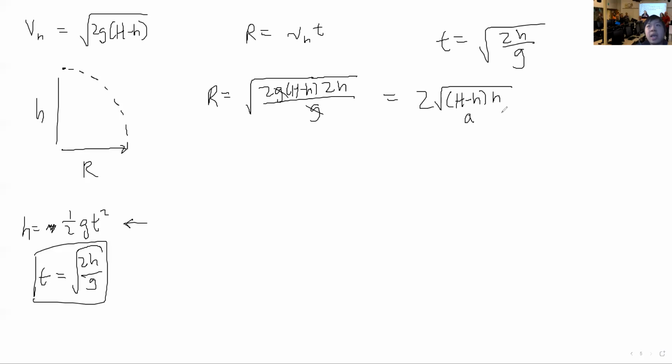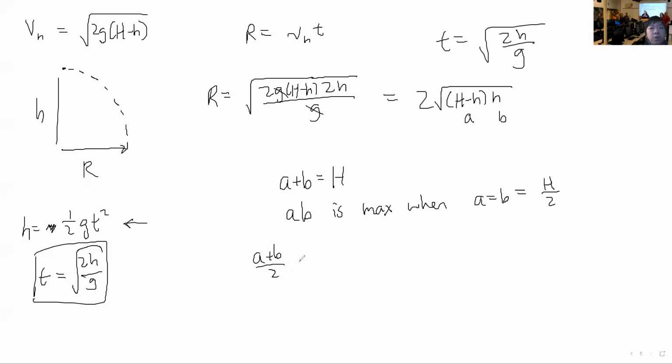And then I can call this A and I can call this B, right? So if we know that A plus B is equal to H, then what is the maximum value of A times B? Yeah, it's when A equals B. AB is max when A equals B equals H over 2. Yeah, AM-GM, as Andrew would say. I guess I can show you this. So A plus B over 2 is greater than, well, this is AM-GM, all right.